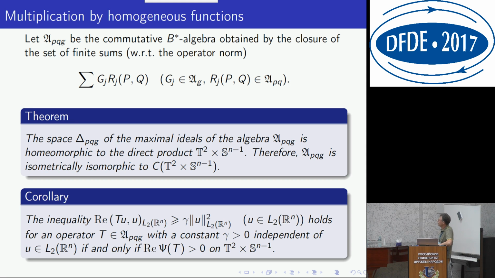So the space delta PQG of the maximal ideals of this algebra is homeomorphic to the direct product. Here we exploit the same idea. We come from the maximal ideal spaces of these algebras alone to the product of these maximal ideal spaces. And then our algebra is isometrically isomorphic to the algebra of all continuous functions on this direct product of the torus and the sphere. And this is the evident corollary from this result. How do we know when our operator or its Hermitian part is positive?